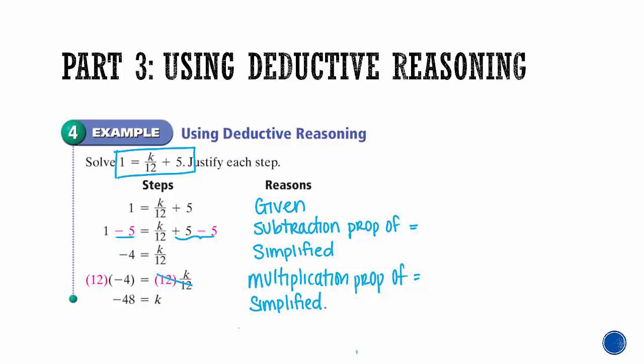So when you guys are answering these questions, given will always be on there because they have to give you something. Chances are you're going to talk about things being simplified, and then you have those 4 properties that were right at the beginning: the addition, subtraction, multiplication, and division properties of equality.